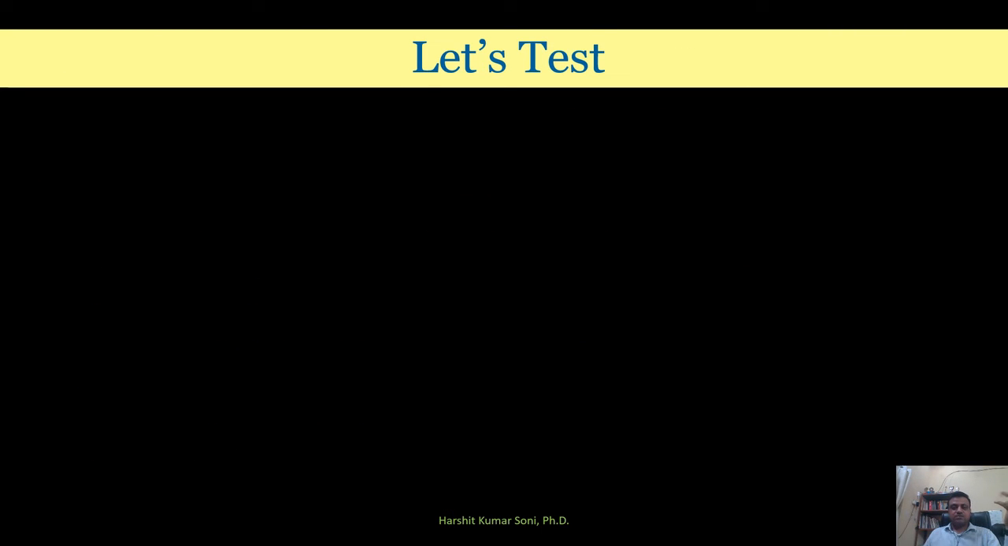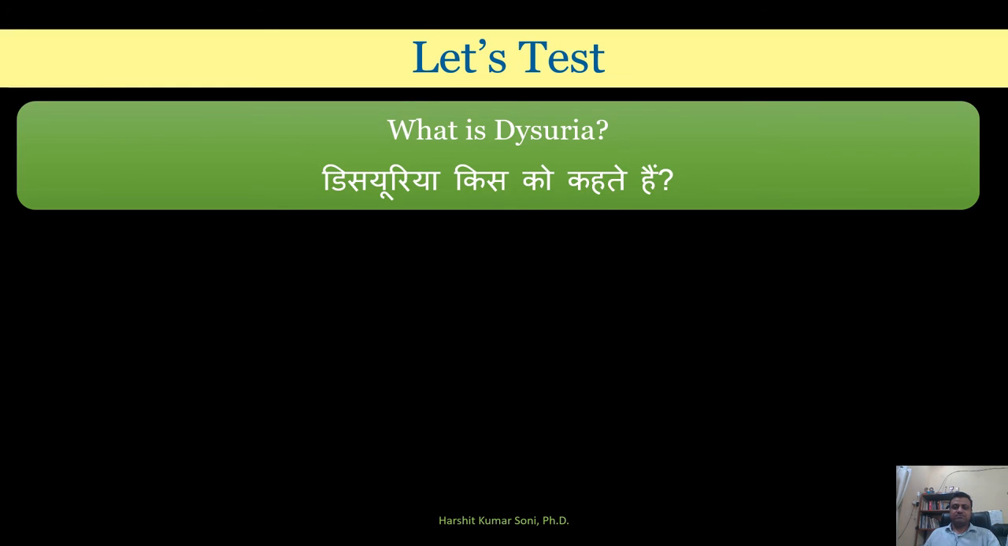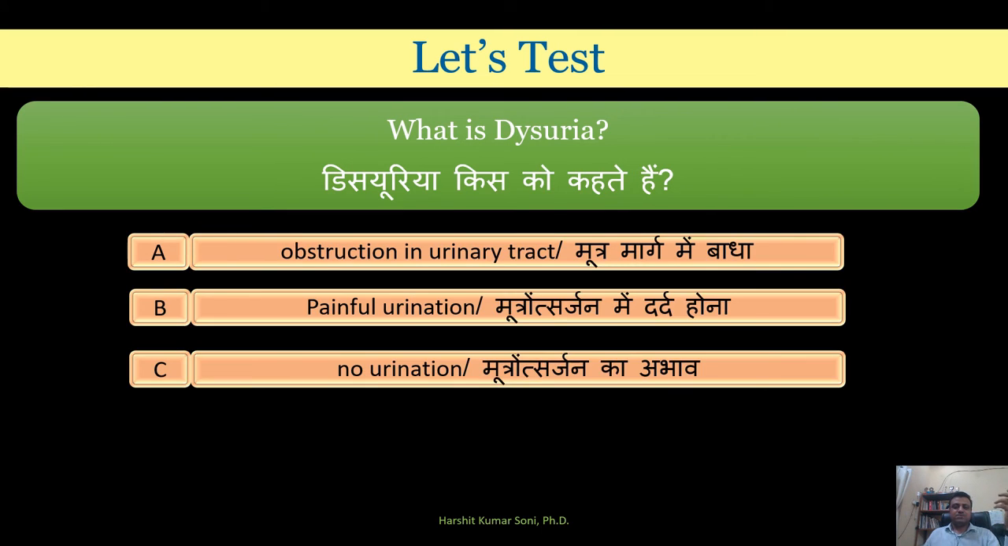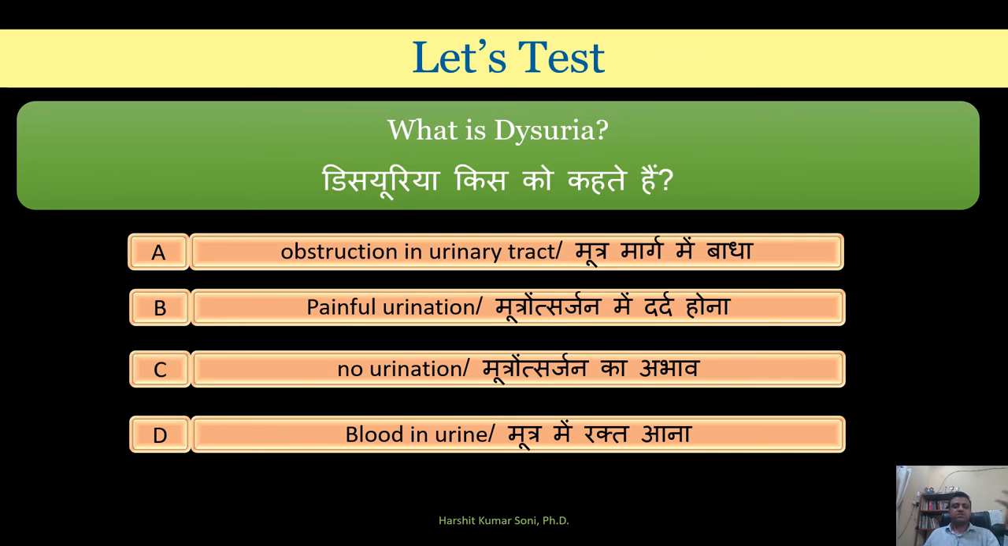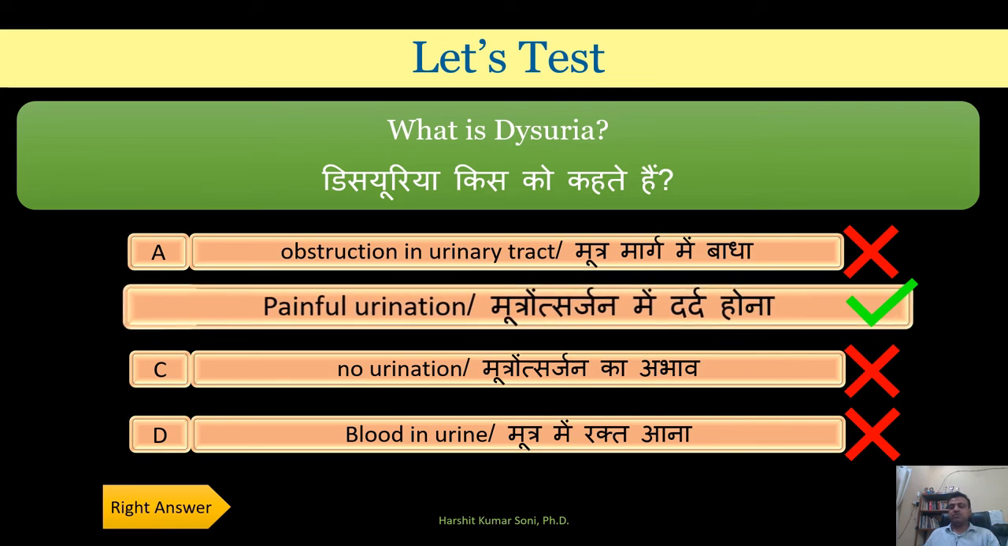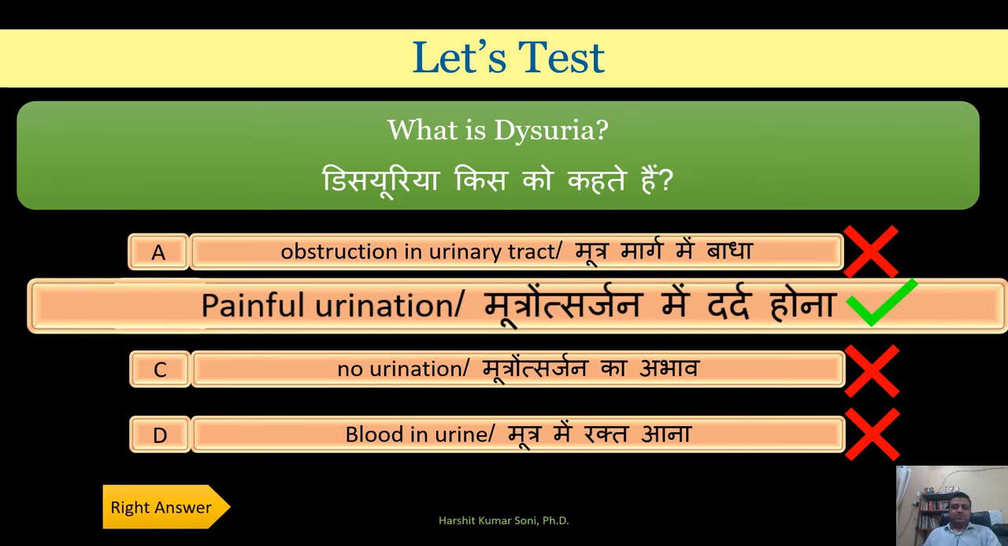So let's check our understanding once again with the question: what is dysuria? I know every one of you is smiling. Before I give you the options, you know the answer, but let me give them. Obstruction in the urinary tract, painful urination, no urination, or blood in urine. And the correct answer is, I know every one of you is aware, painful urination.